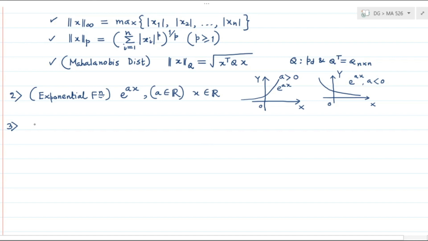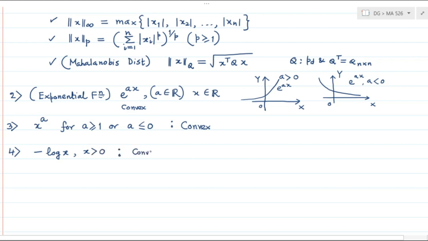Again we consider a function of this type, x to the power a, and here a should not be any real number. a should be restricted to a greater than or equal to 1 or a less than or equal to 0, then only it is a convex function. Now the next example includes the negative of the logarithm function, and this function is again a function of one variable on the positive real number line. This is also convex.